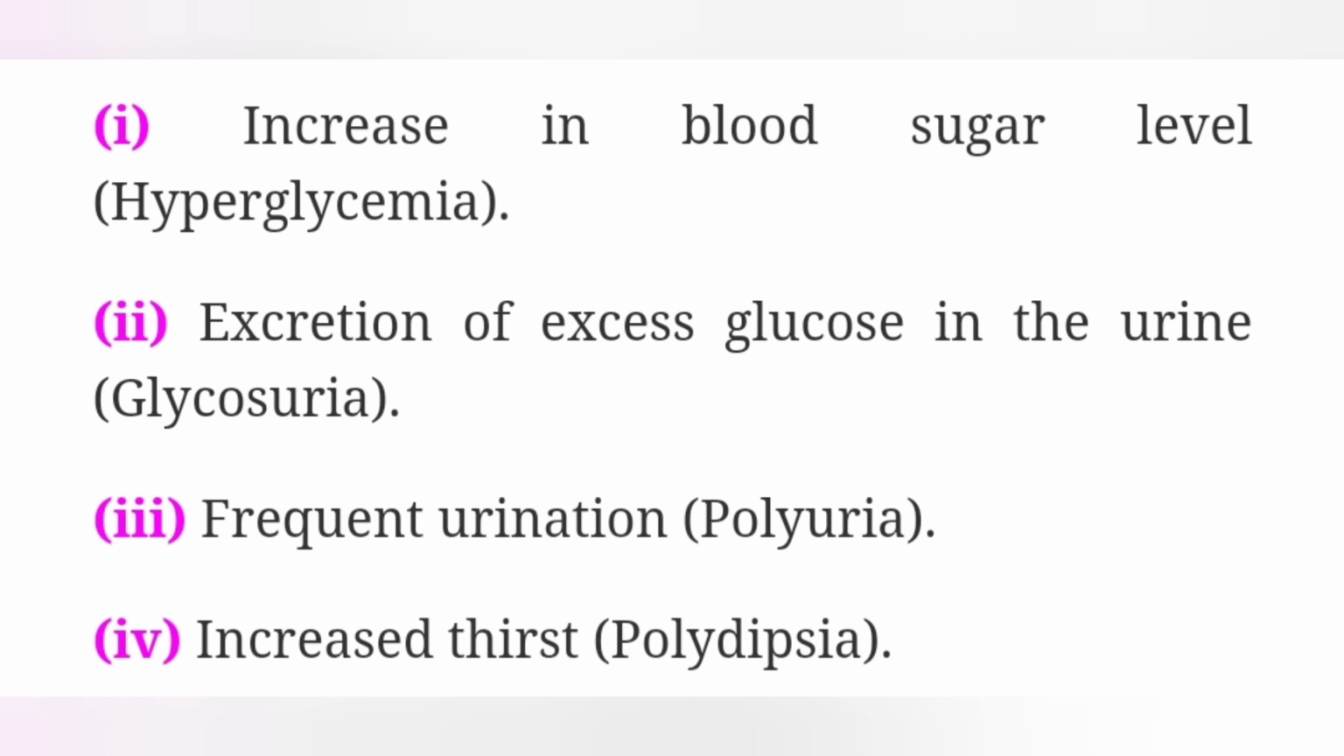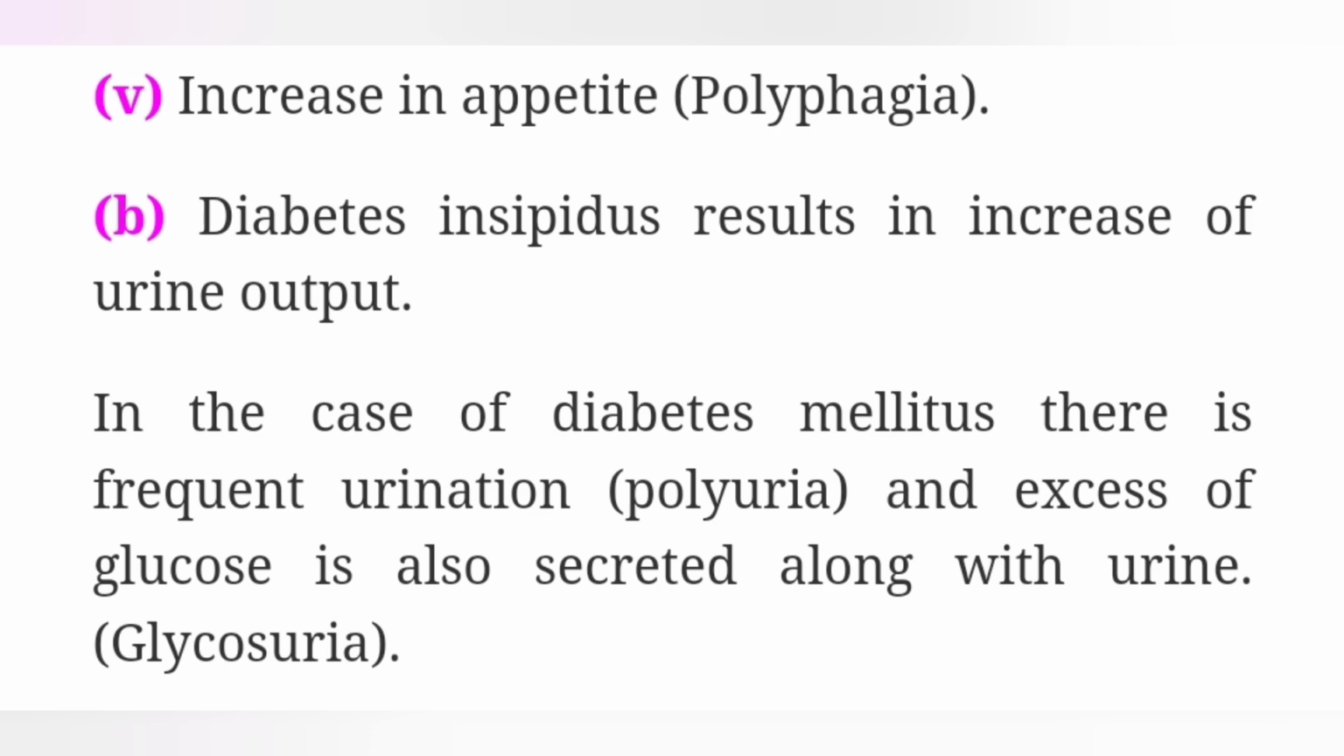Second point, excretion of excess glucose in the urine, glycosuria. Third point, frequent urination, polyuria. Fourth point, increased thirst, polydipsia. Fifth point, increase in appetite, polyphagia. Then option B, diabetes insipidus results in increase of urine output.